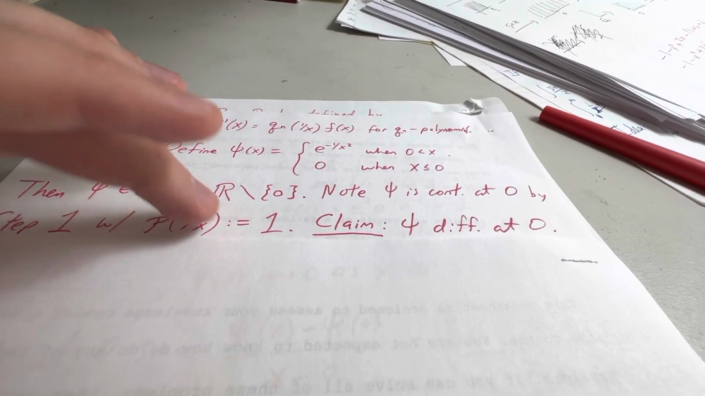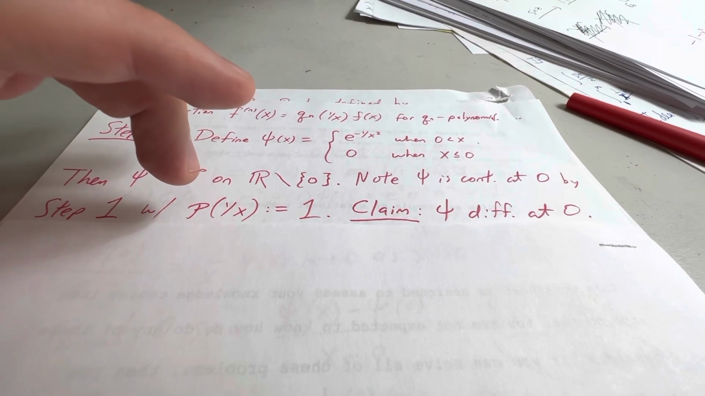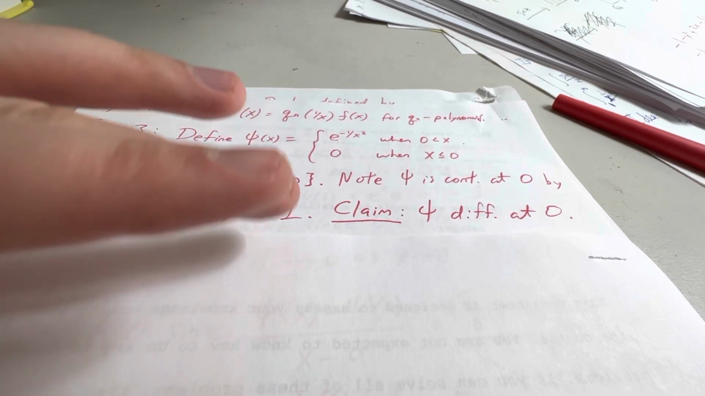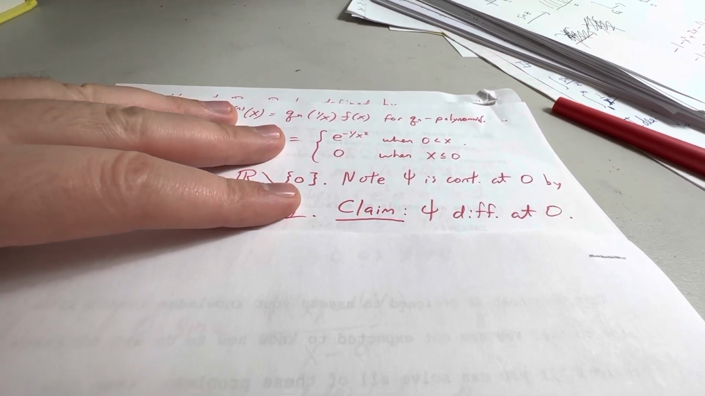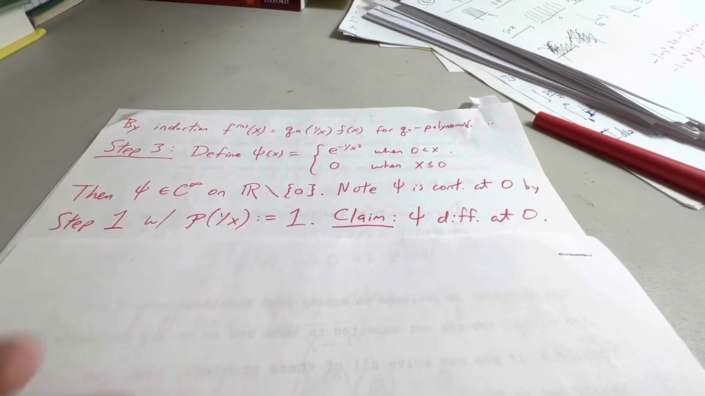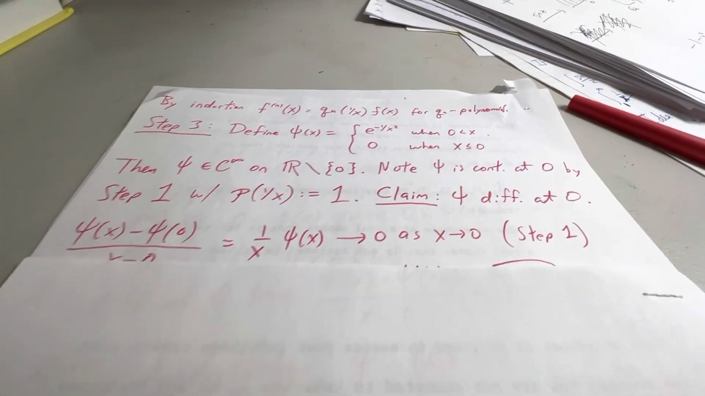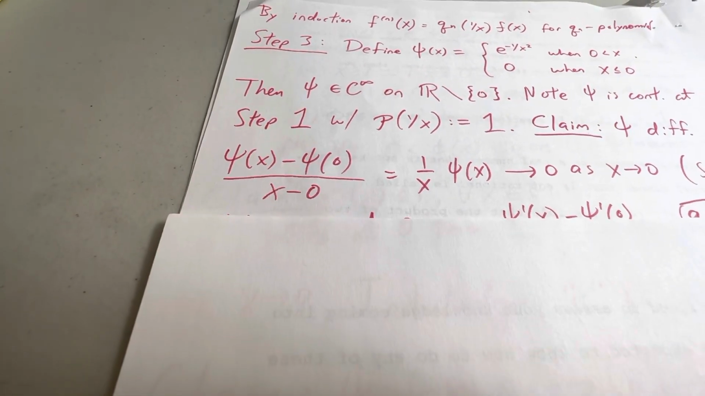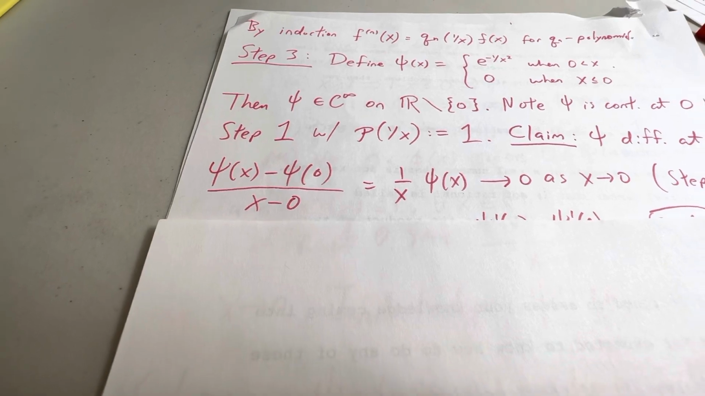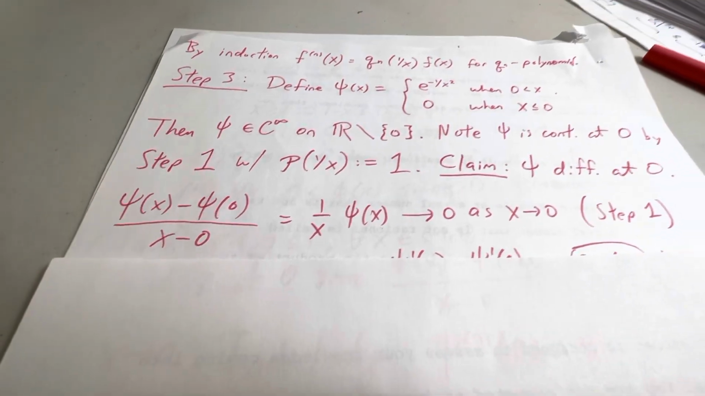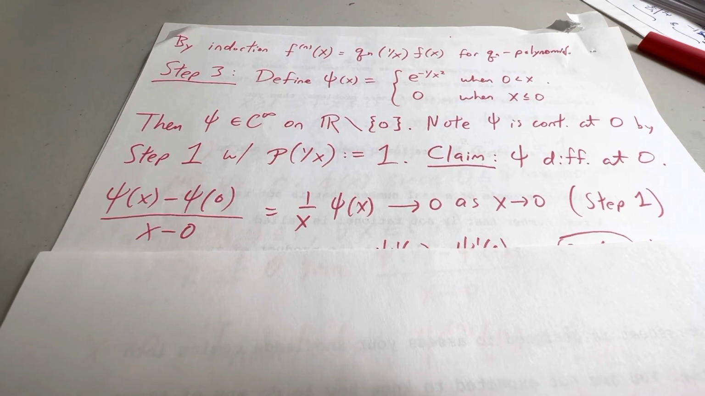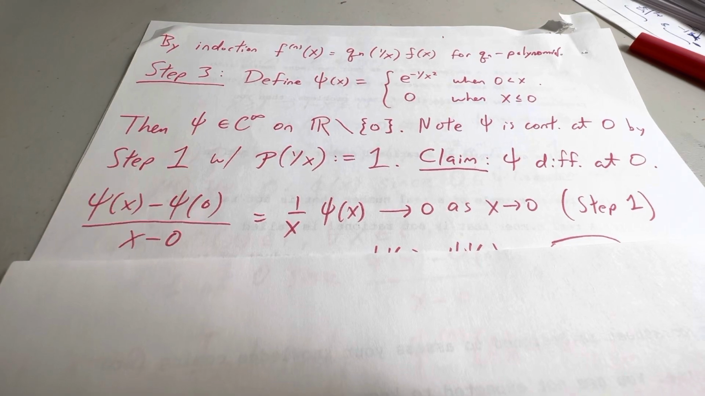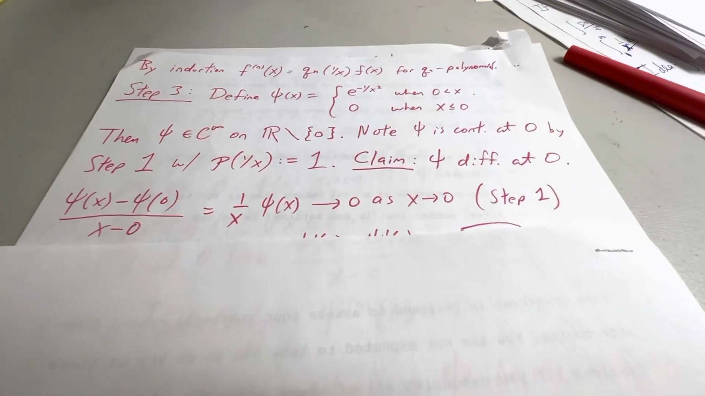We see that the polynomial of 1 over x is equal to 1. And we make the following claim. Psi is differentiable at 0. We need to show it's smooth there, or else this falls apart. To show that it's differentiable, we set up our quotient. Psi x minus psi 0, divided by x minus 0. We can clean that up a little bit and show that it's equal to 1 over x times psi x. And by what we did in step 1, we know that that tends to 0 as x tends to 0. So we know that the first derivative tends to 0.